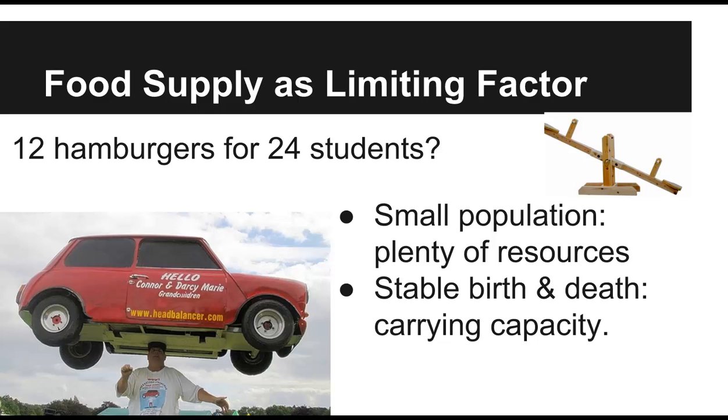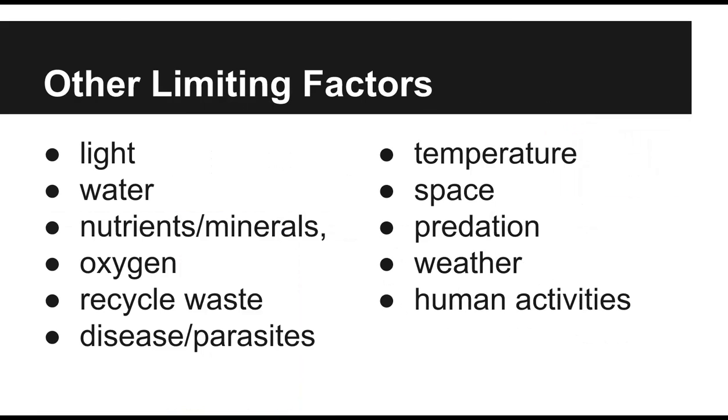Other limiting factors include light, water, nutrients, minerals, oxygen, the ability of an ecosystem to recycle its nutrients and or waste. If you have too much waste build up, that can be a limiting factor. Diseases, parasites, temperature, space, predation. So changing the number of predators in an area, weather, and human activities.